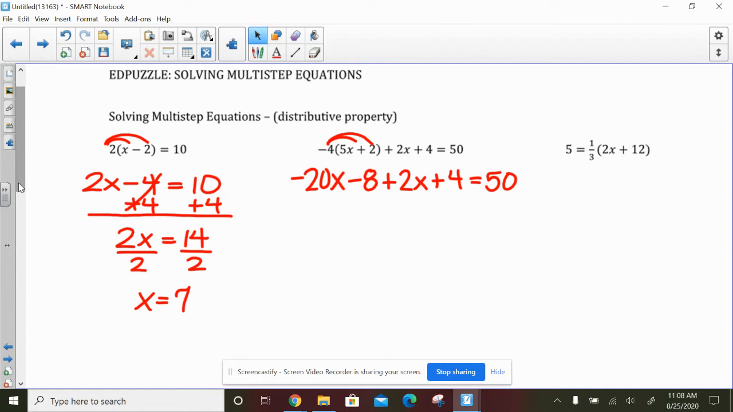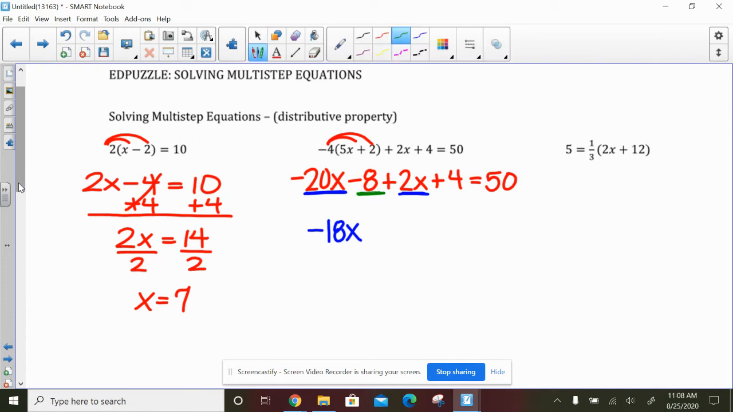All right, now this time, these x's are on the same side of the equal sign. So this one and this one are considered like terms. I am going to combine them. I'm not going to do the opposite operation. Okay, so when I do negative 20x plus 2x, you should get negative 18x.